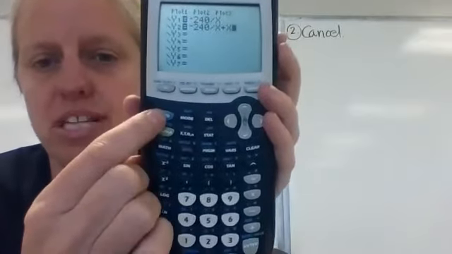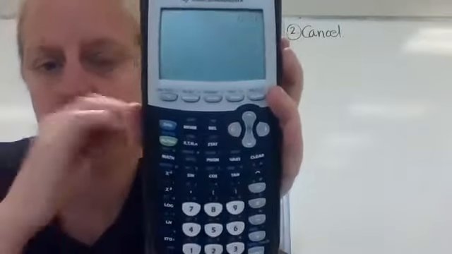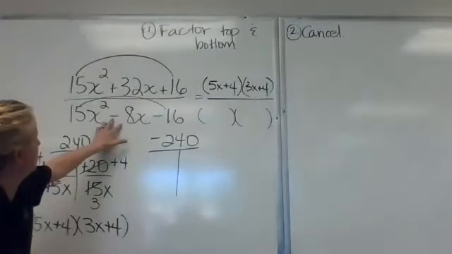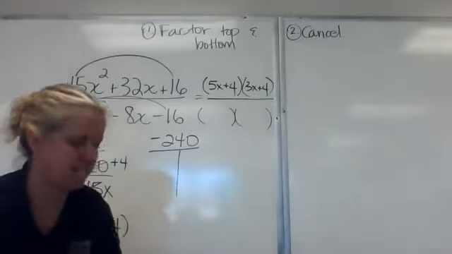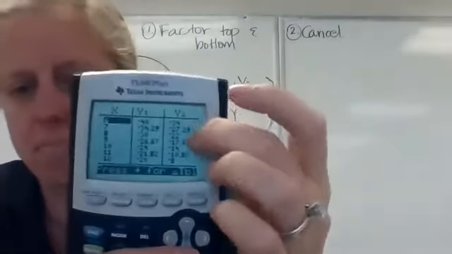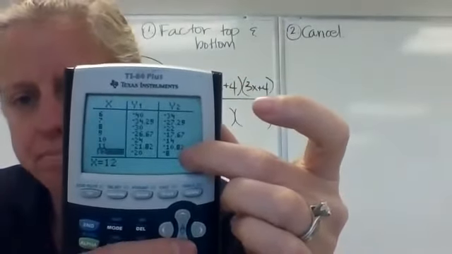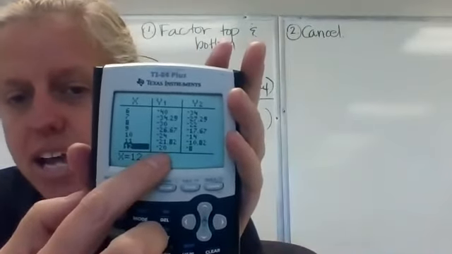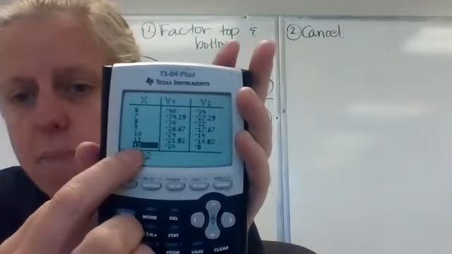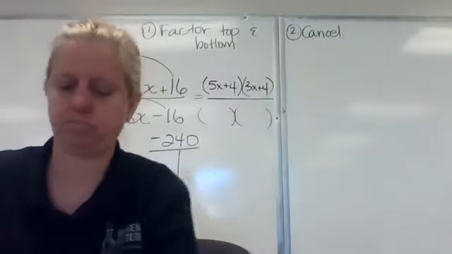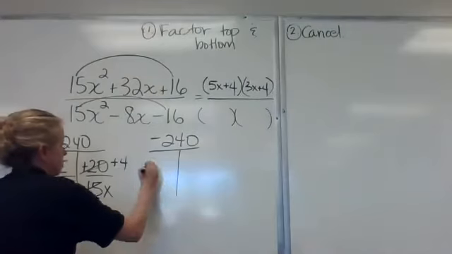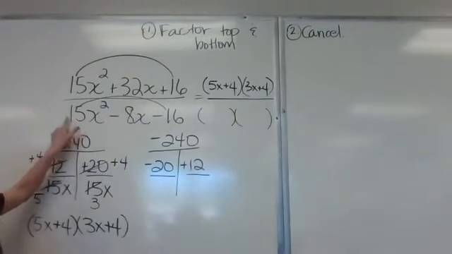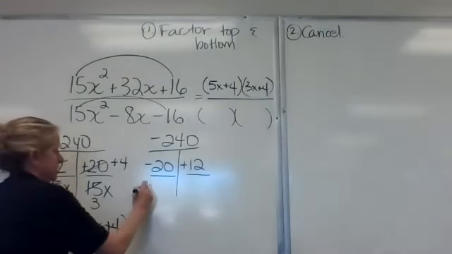Now go to your table. So second table. Looking in my last column, this time what am I looking for? What's my middle number? Negative 8 in my last column. So I see it down here at the bottom. There's my negative 8, which means I need to use negative 20 and positive 12. So negative 20, positive 12, put them over 15x.